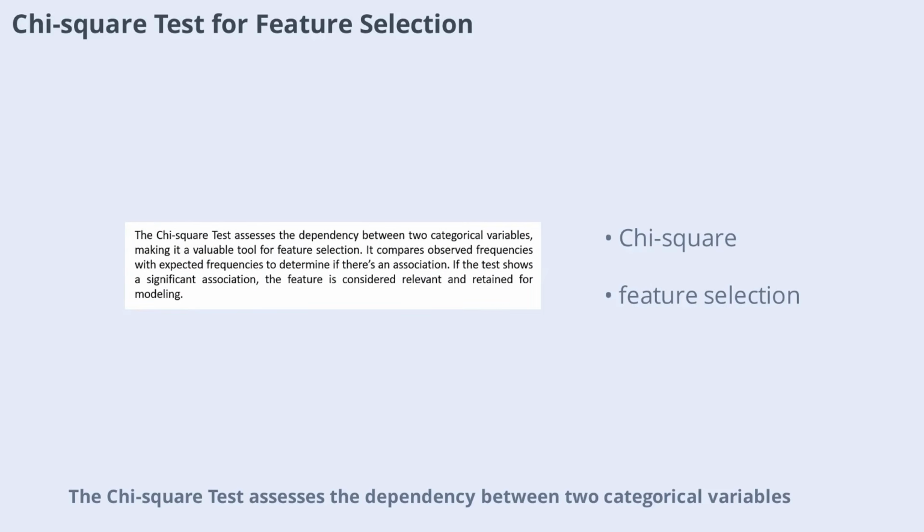Chi-square test assesses the dependency between two categorical variables, making it a valuable tool for feature selection. It compares observed frequencies with expected frequencies to determine if there's an association. If the test shows a significant association, the feature is considered relevant and retained for modeling.